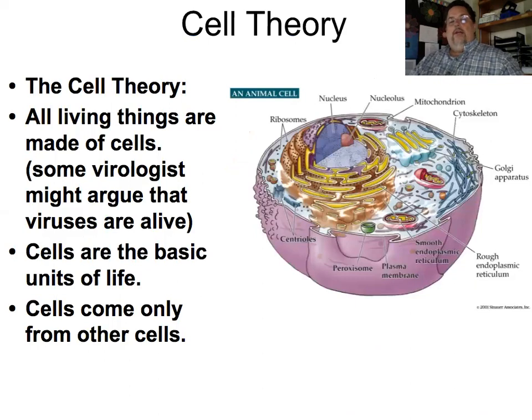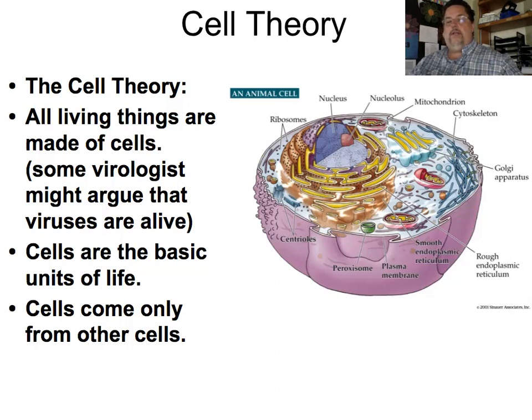So again, cell theory is the idea that all living things come from cells. Now, some virologists might point out that some viruses are very complicated, cell-like, even have a membrane. They can be relatively large and complex, and they are very lifelike, but by our definition, cells are the basic units of life, and so that is the idea. So here's the idea of cell theory. All living things, as far as we know, are made up of cells. Cells are the basic units of life, and cells only come from other cells.